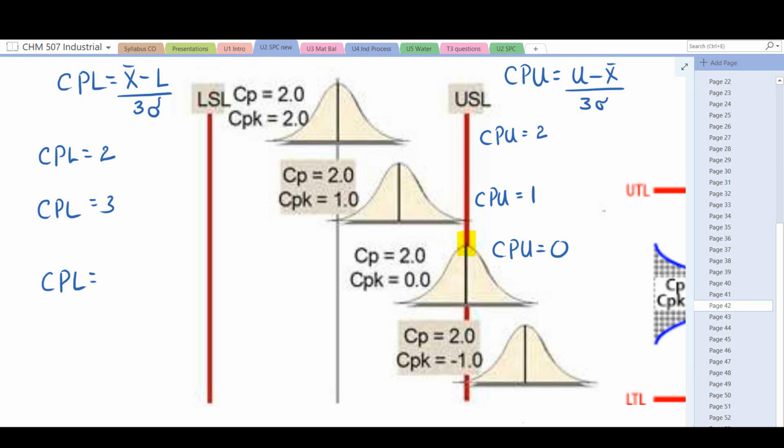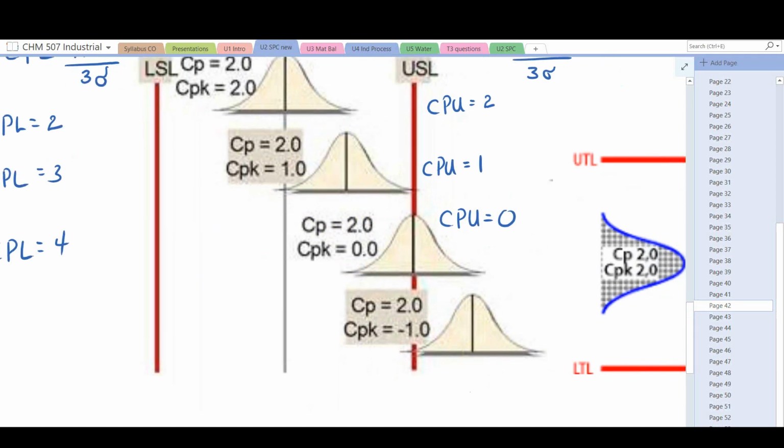Okay, so we have x bar minus the lower spec limit divided by 3 sigma, half the spread. 1, 2, 3, 4. So the tolerance is 4 times longer than half the spread. So Cpl is 4. Almost never going to get material product off spec on the low side.